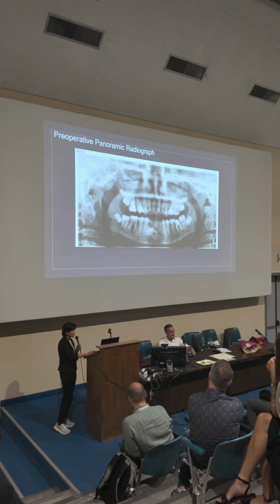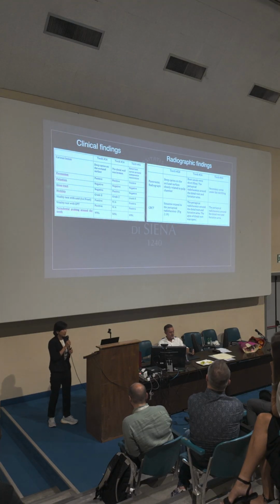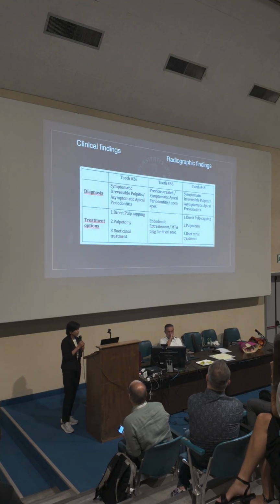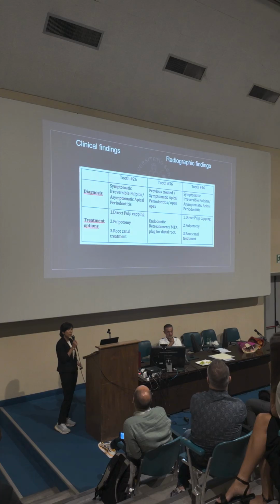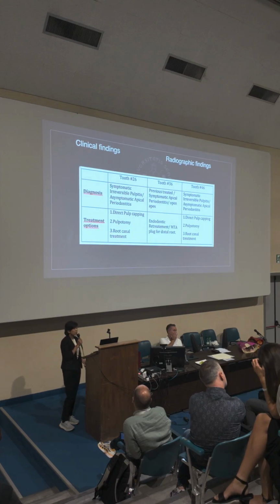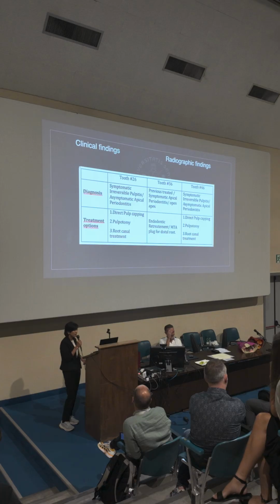With the clinical and radiographic findings, the diagnosis was established as follows. Tooth number 4-6 and tooth number 2-6 were symptomatic irreversible pulpitis with symptomatic apical periodontitis. And tooth number 3-6 is previously treated with symptomatic apical periodontitis.